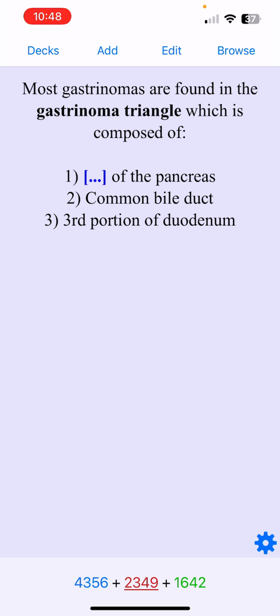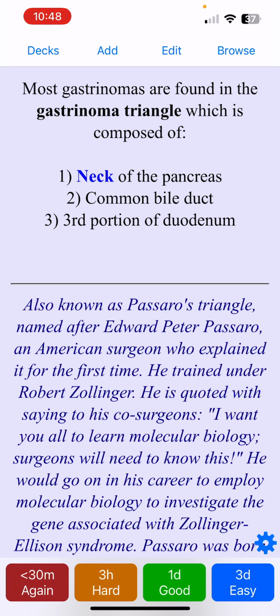Most gastrinomas are found in the gastrinoma triangle, which is composed of the head of the pancreas, the neck of the pancreas, the common bile duct, and the third portion of the duodenum.